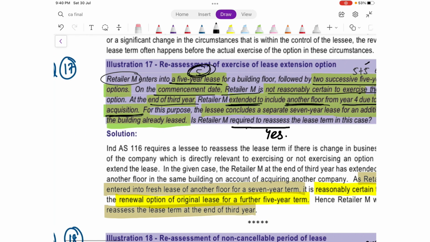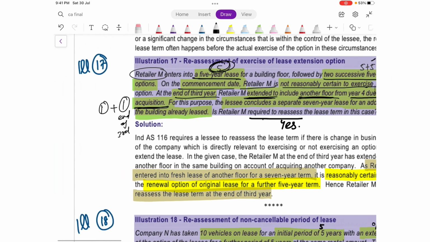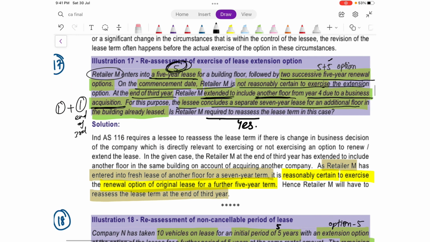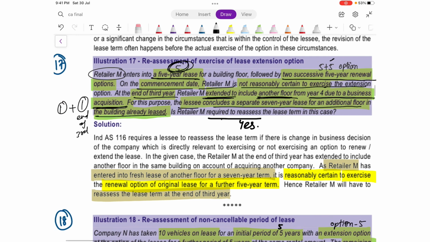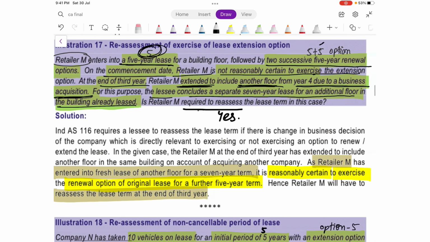So they have first only taken one building floor on rent. Now they have taken another building floor on rent at the end of 3rd year, because they have acquired some business. Lessee concludes that a separate 7-year lease for the additional floor of the building is in the already building lease. So here what they are telling is, for this we already have a 5-year lease term. For this another floor that we have leased, we will have a separate 7-year lease contract.